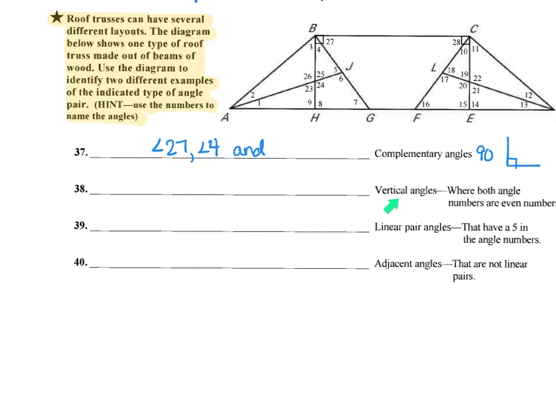From there, you're going to be looking for vertical angles, linear pairs, and adjacent angles. And I gave you a couple rules here that I want you to follow. For the vertical angles, I want both angle numbers to be even. For the linear pairs, you have to have a 5 in the angle number somewhere. And for the adjacent angles, they cannot be linear pair angles. They have to be adjacent but not linear pair. So try those, guys. We'll pause there, and if you have questions, we can talk tomorrow in class.